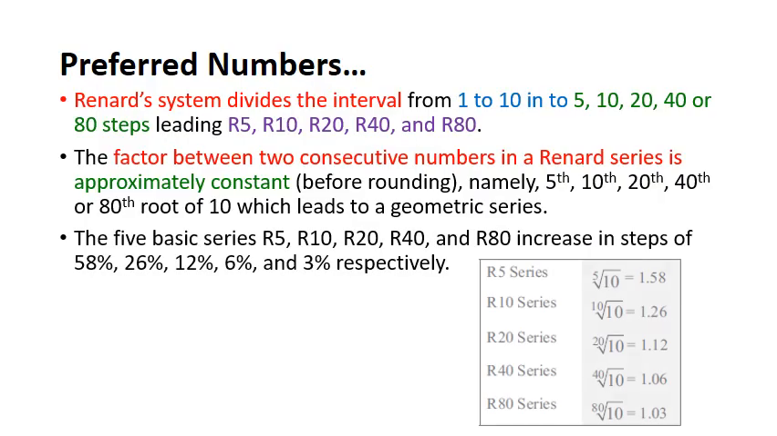So here you have the table, right? In the R5 series, the fifth root of 10 is 1.58, the 10th root of 10 is 1.26, and so on. This table is available in the data book, so you need not derive it. However, you can always evaluate this nth root of 10 and quickly get the series factor. So in each of these series, every number in the series will increase by 58% in R5, 26% in R10, and so on.